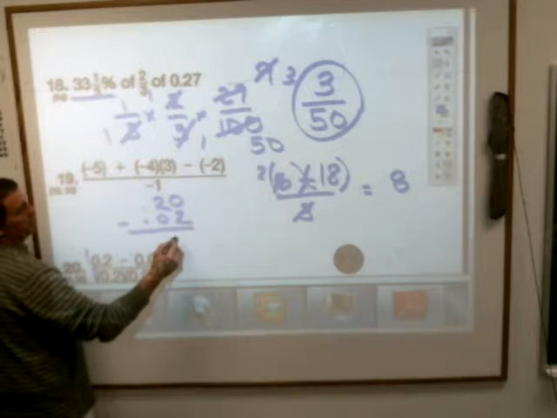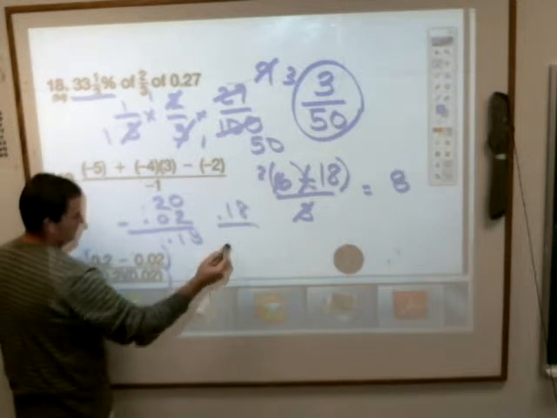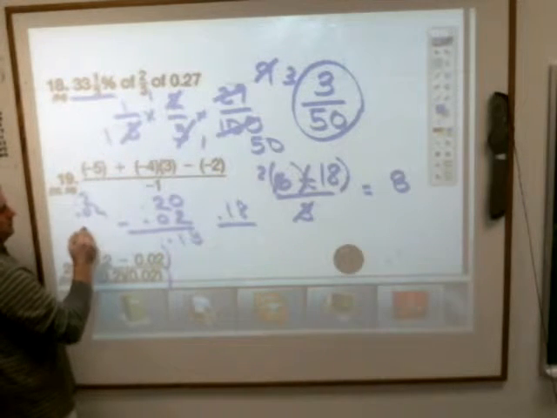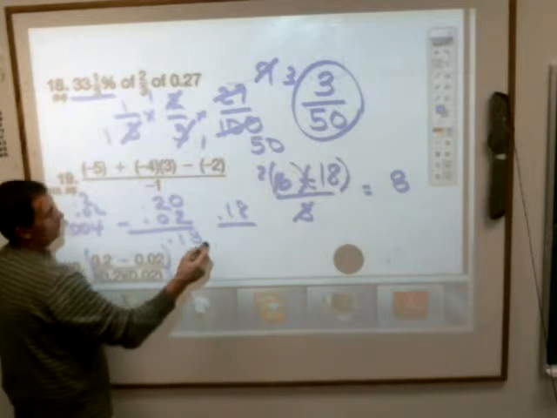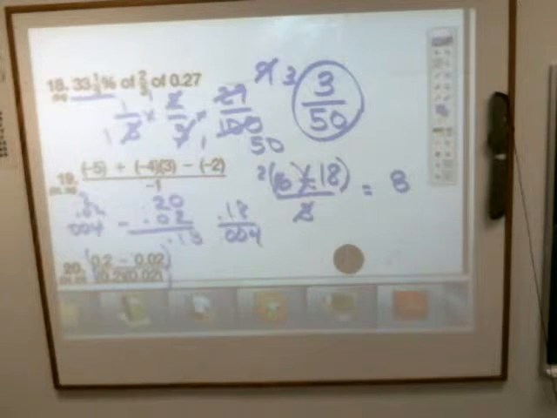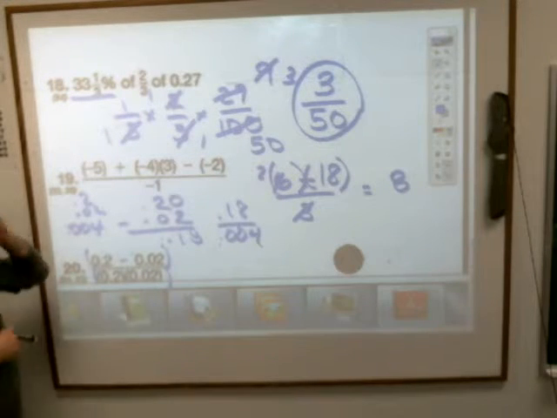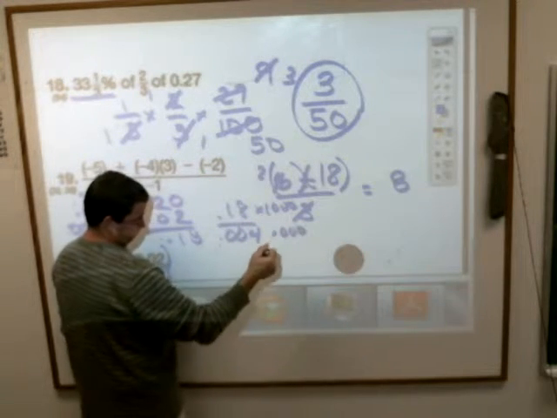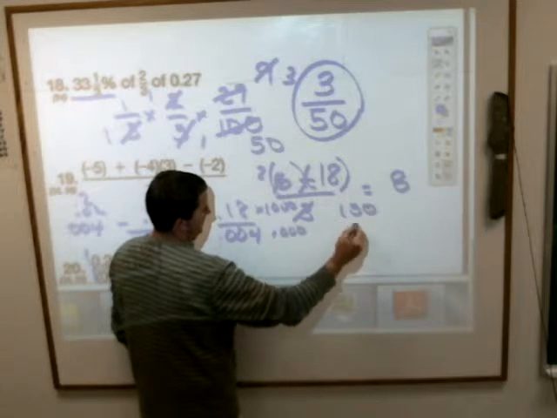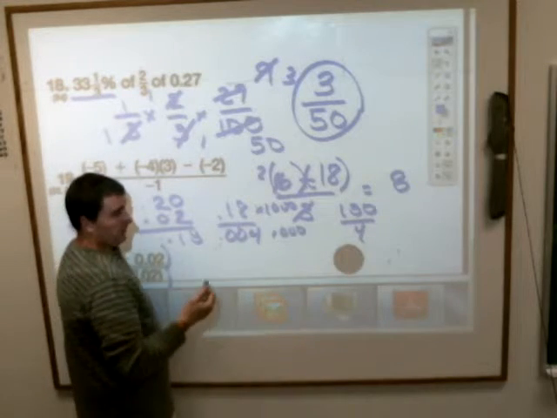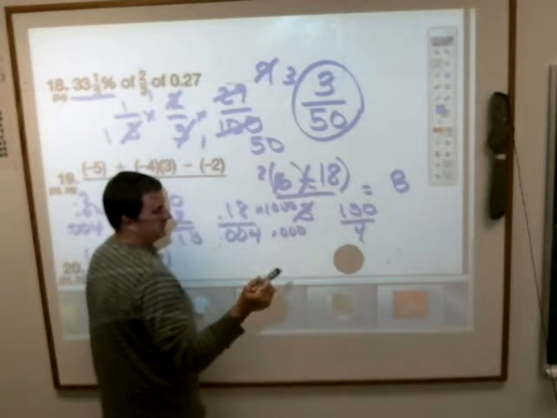So here you end up with 0.18 on top, all divided by 0.2 times 0.02, which is 0.004. Three decimals. And then you can just do the division. Just like with anything else, I can multiply both the top and the bottom by the same number and end up with 180 on top over 4 on the bottom. It's going to give you the same answer if you want to do it that way, if you don't like working with the decimals.